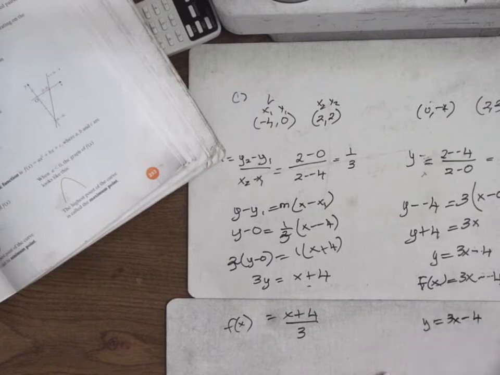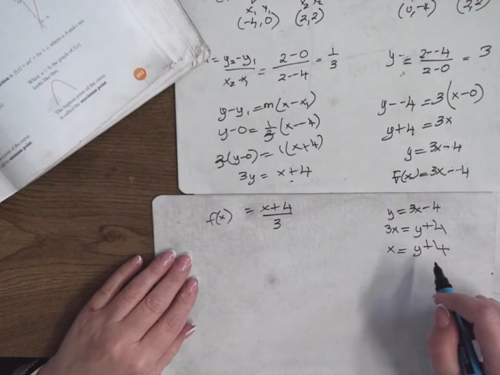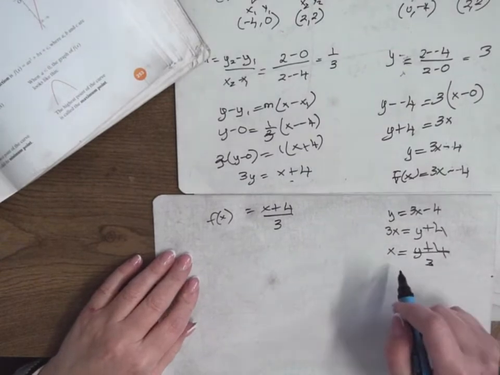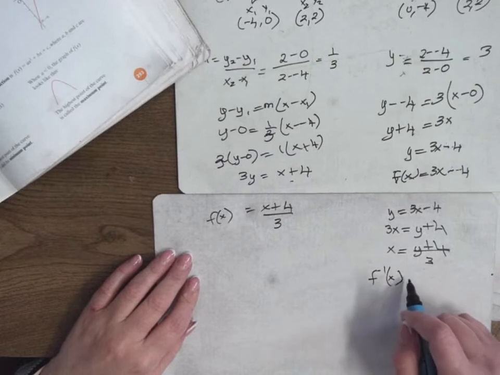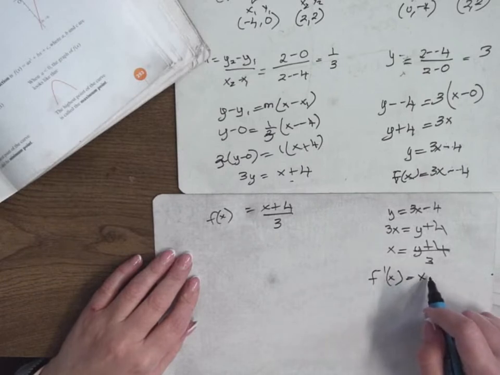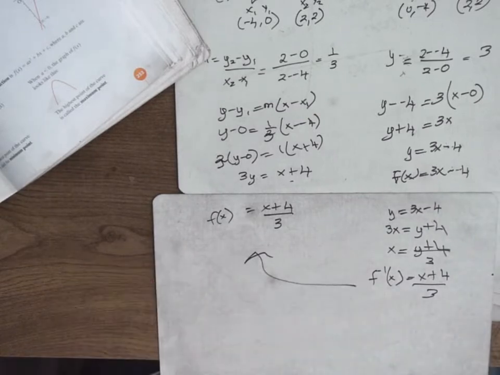So I wanted x equals, so that means 3x is equal to y plus 4. So that means x is equal to y plus 4, all over 3. Replace x with f inverse of x and replace the y with an x, so it's x plus 4 over 3, which is the same as the other function, so that's proved.